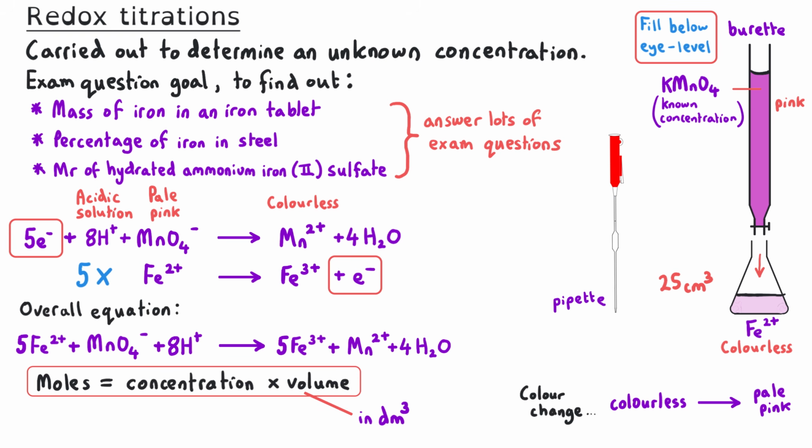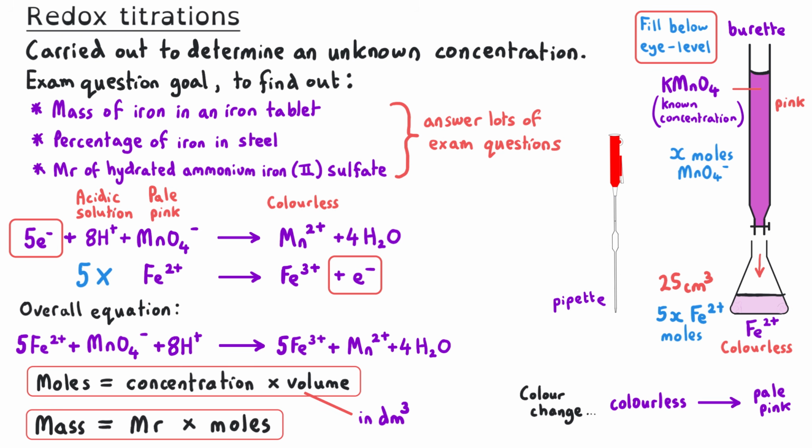And then you'd use the equation moles equals concentration times volume to work out the moles of potassium manganate 7 added to the conical flask, and then you'd use the mole ratio of 1 to 5 to work out the moles of iron 2+ that must be in that conical flask. And then, depending on the specific target of the investigation, you might follow this up by working out a mass value by using mass equals Mr times moles.